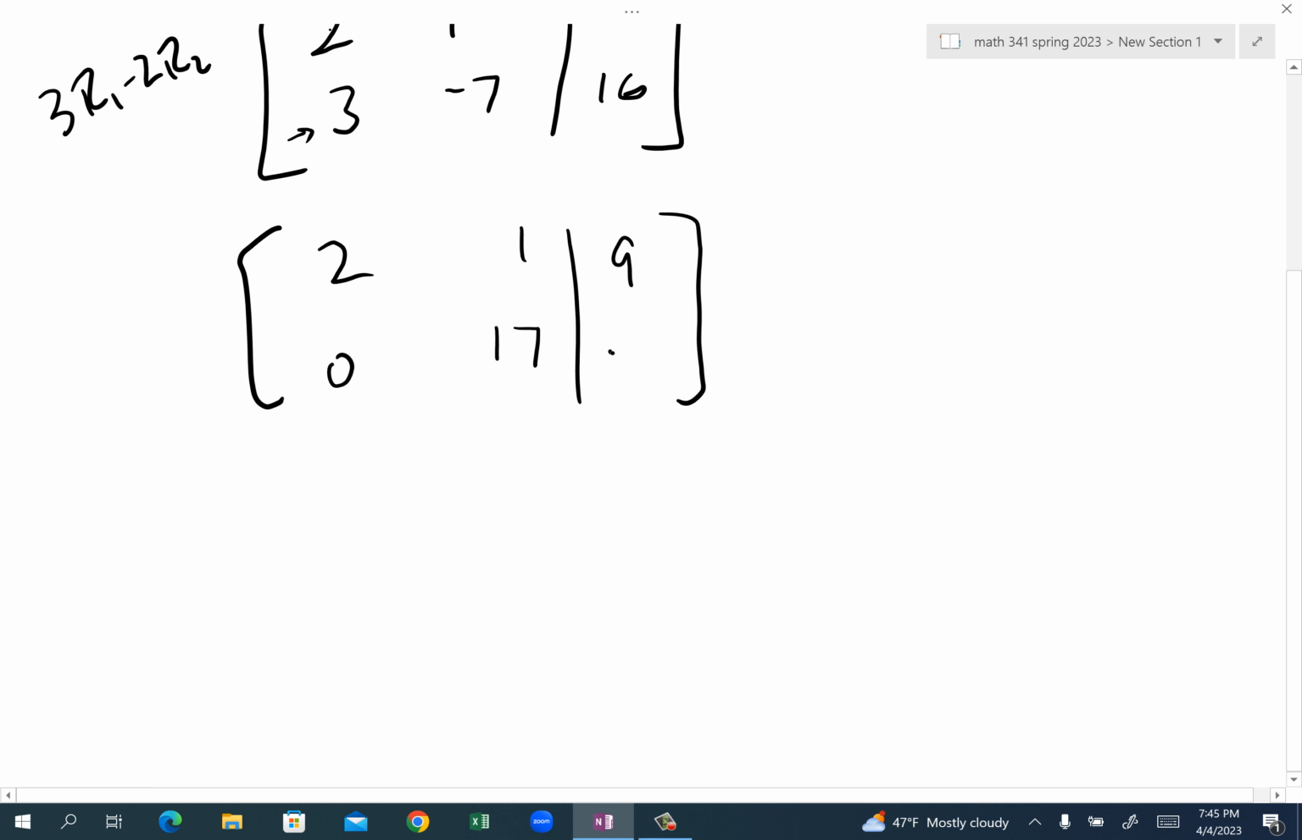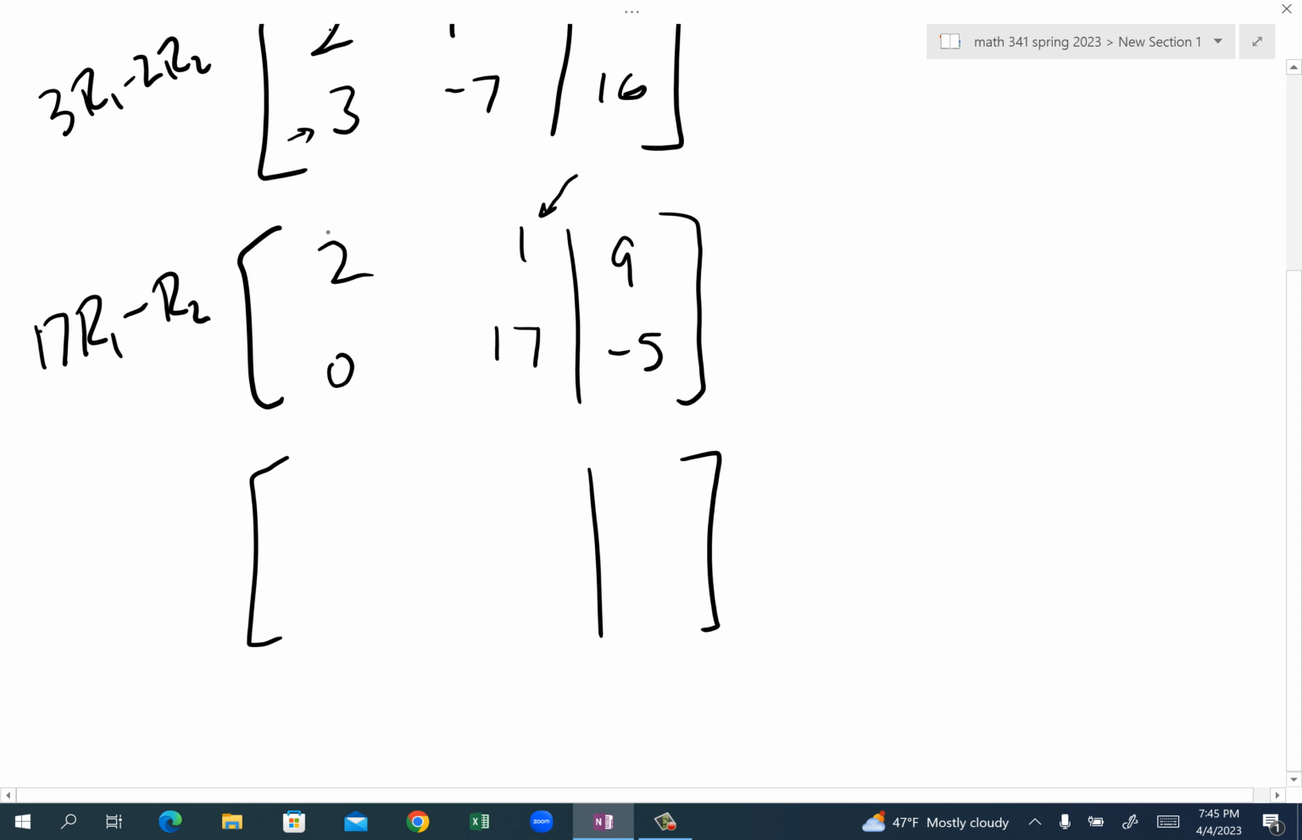It's negative 5. Okay, so what I'm going to do now, I'm going to get me a 0 right there. So what I'm going to do is 17R1 minus R2. That's what I'm going to do. So when I do that, I'm going to get 17 times 2 is 34. Minus 0 is obviously 34. Bottom row not changing this time. 17 minus 17 is 0.